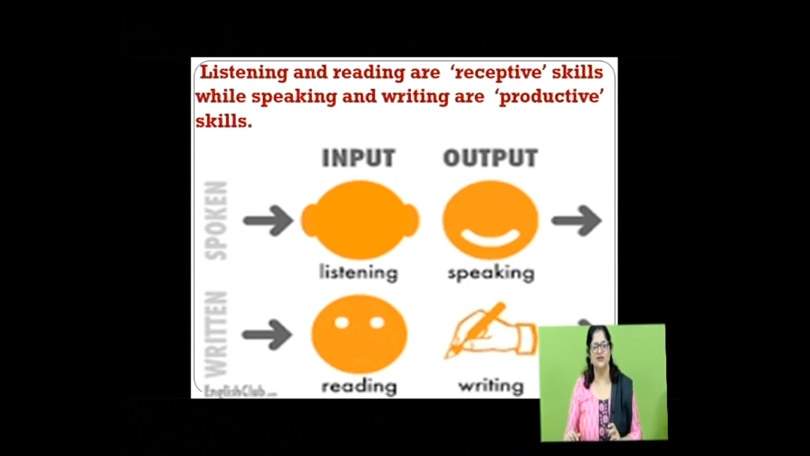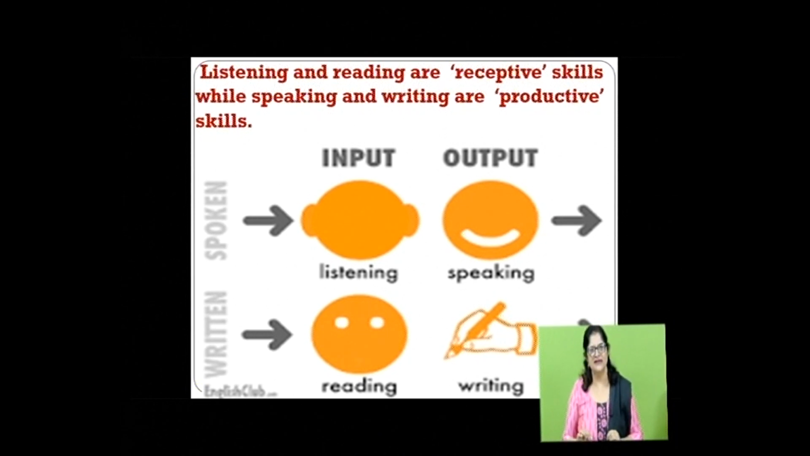Input means which you receive, what you take in from outside. And if you practice listening, the output will be, what will be the result, you will be able to speak. The listening leads to speaking.